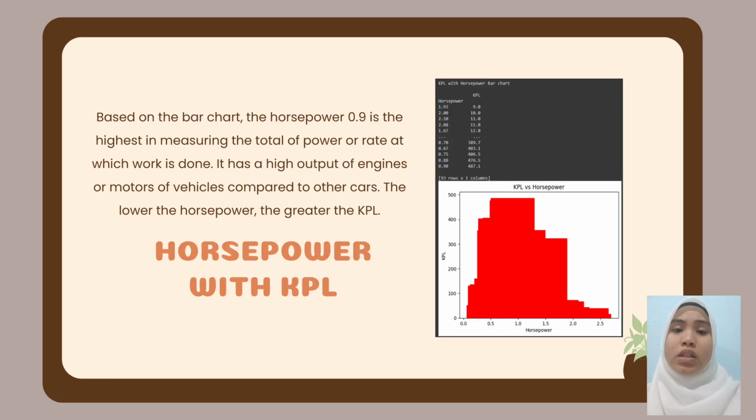Okay, the result that we got based on the bar chart, the horsepower of 0.9 is the highest, measuring the total power or rate at which work is done. It has a high output of the engine or motor of the vehicle compared to the other cars. The lower the horsepower, the greater the KPL.